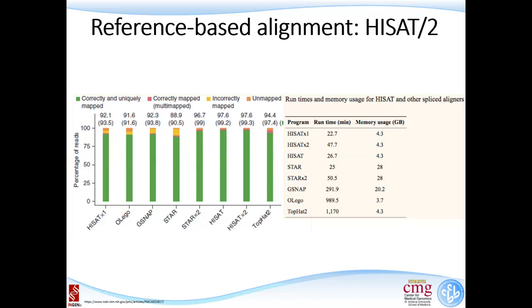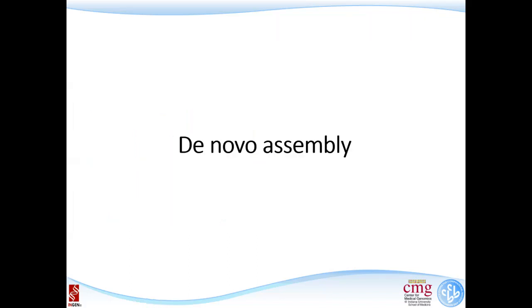But the biggest advantage you can see from HISAT is the memory. It uses about as much memory as we would have on half of a modern computer, so this is something you could run on a desktop. However, you still need memory to build the index, and that can mess with your pipeline if you don't have access to a machine that can do that. Okay, so that kind of covers the reference-based alignment.